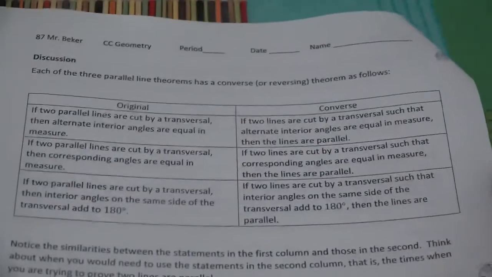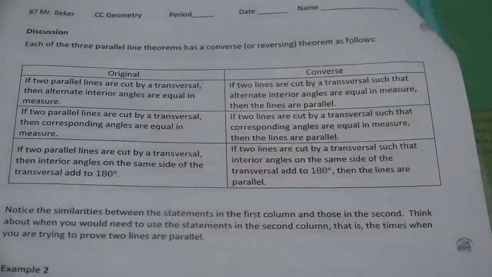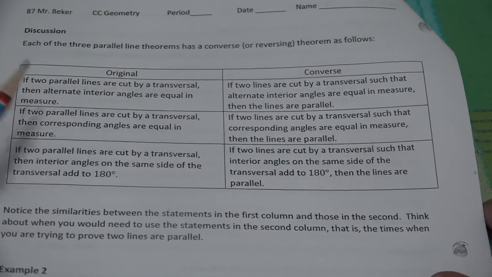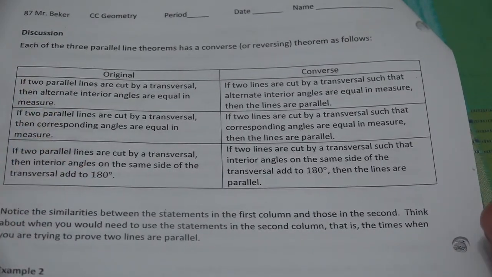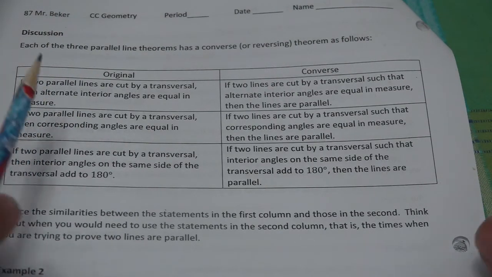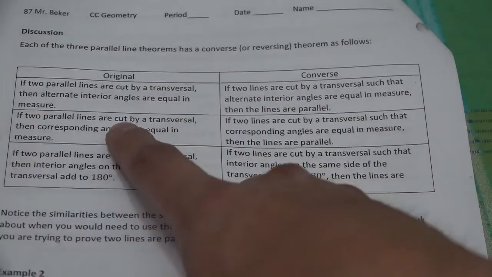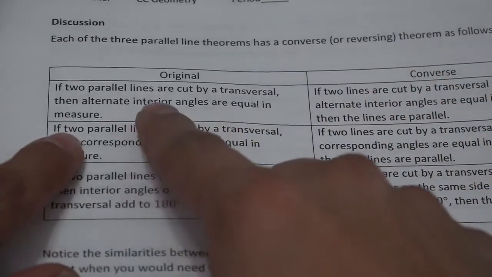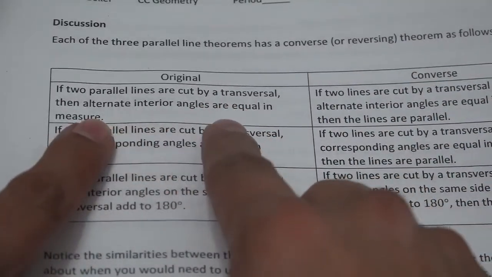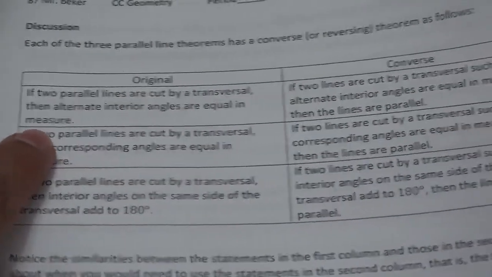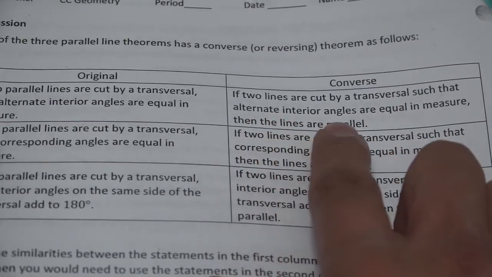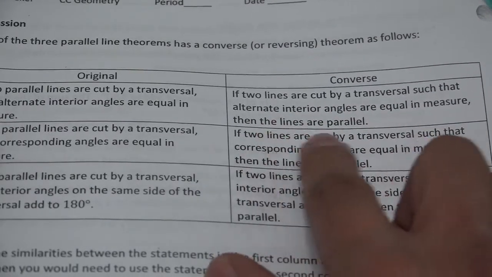What is the converse of something? The converse is just to say the same thing but in reverse order. These are things that you need to have in mind, because sometimes you need to go backwards and sometimes you just go with the flow. So these are the original statements. If two parallel lines are cut by a transversal, then alternate interior angles are equal in measure. The converse of that: if two lines are cut by a transversal such that alternate interior angles are equal in measure, then the lines are parallel.